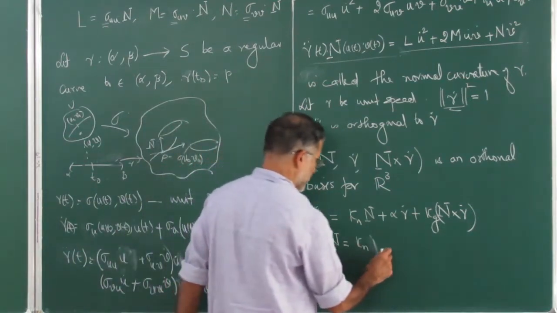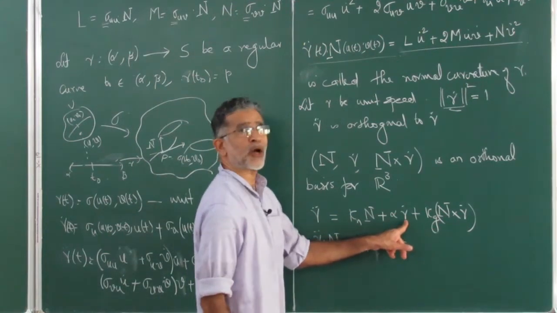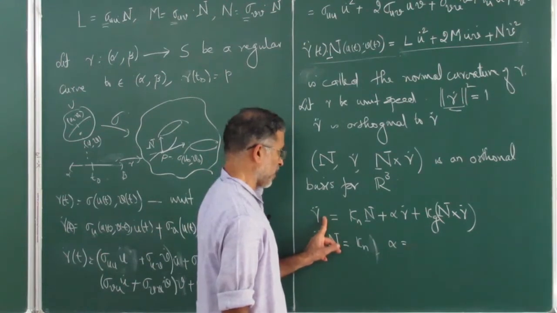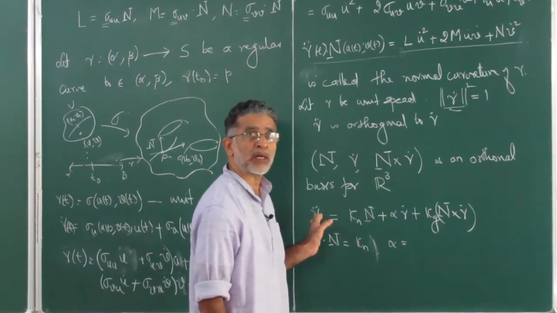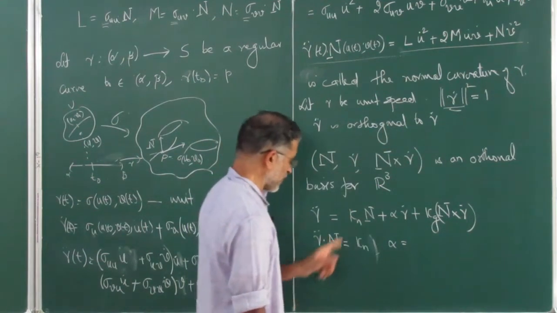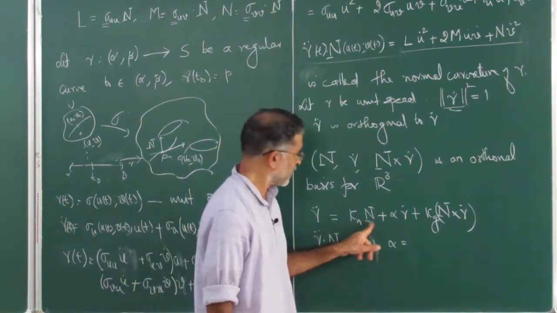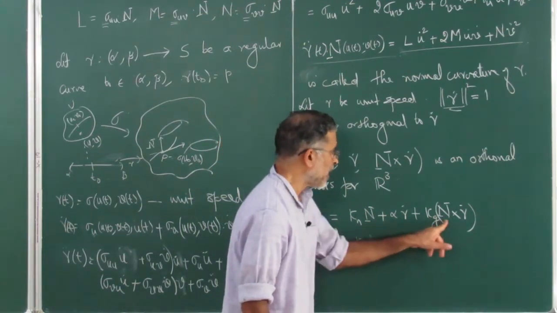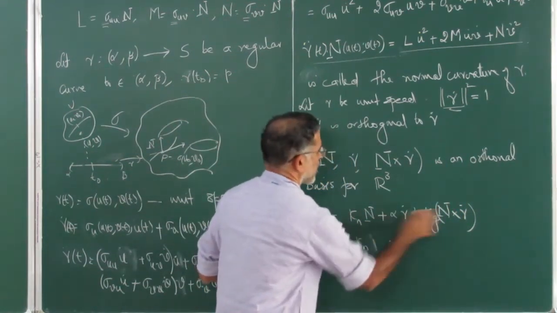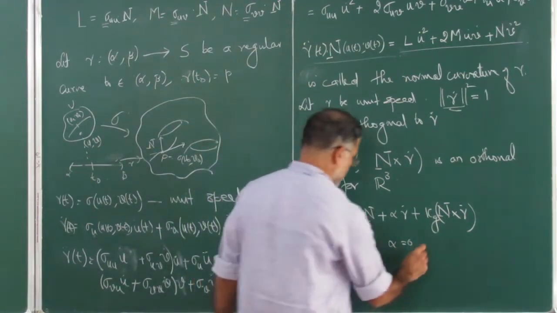Okay, and next is your alpha. To get it, take the dot product with gamma dot. So gamma dot dot gamma dot, that is 0 because we have already seen gamma dot and gamma double dot are orthogonal. So it is going to be 0. What about this? N dot gamma dot, that is 0. This is alpha, and this is also 0 because gamma dot is orthogonal to a cross product. So right hand side is alpha, left hand side is 0. So alpha is 0. And then finally Kg.